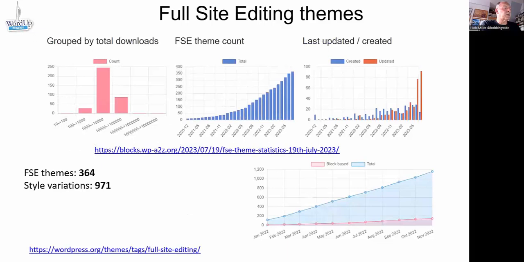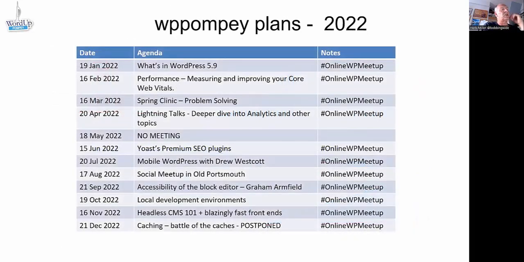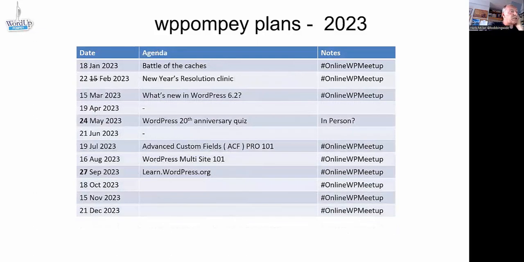What I do know is there are now 364 full site editing themes, and with the different color variations, that gives you 971 plus 300, 1200 or so, 1300 or so different variations of full site editing themes just by downloading the theme from WordPress.org. But they're not very popular. There's only been a total number of downloads of all of the full site editing themes of less than 9 million, whereas 8.9 billion is the total number of downloads of plugins from WordPress.org.